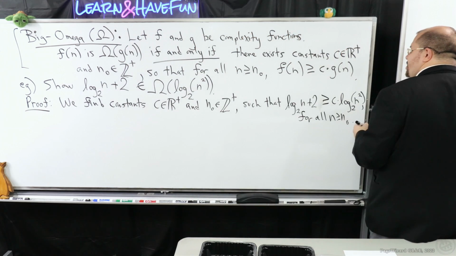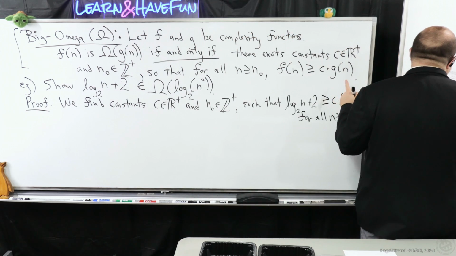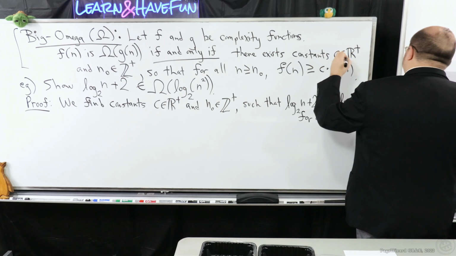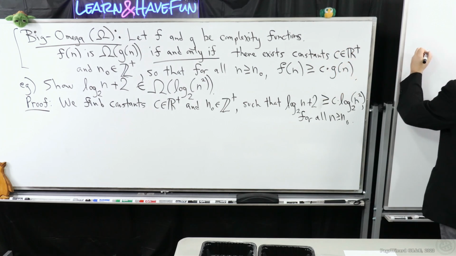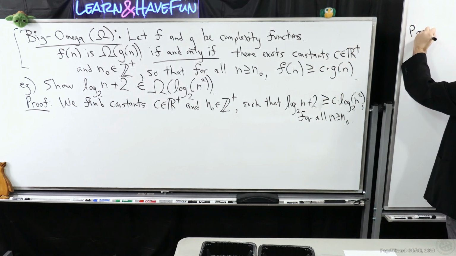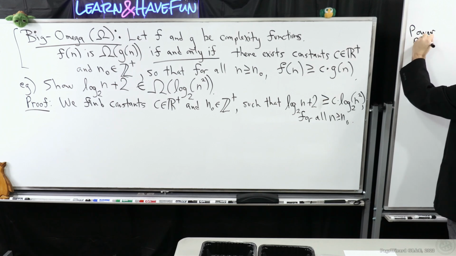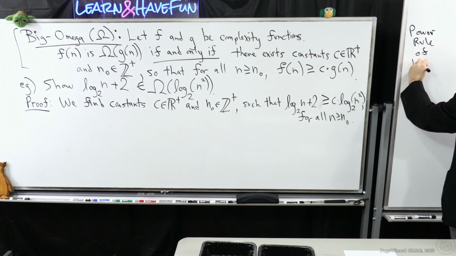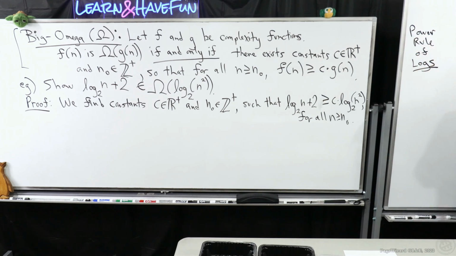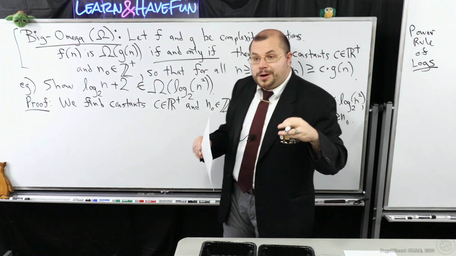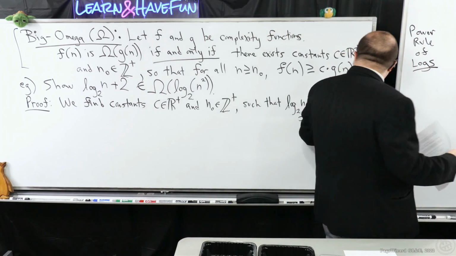So here's a suggestion I have. We can use a property here to help us. We're going to use the one called the power rule, or power law, of logarithms. So what we're going to do is use this property. This property says, hey, look, if I had something like this.